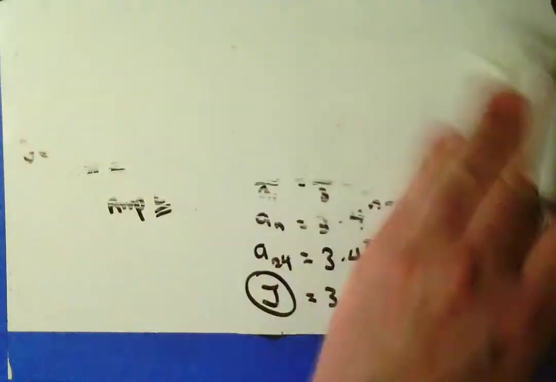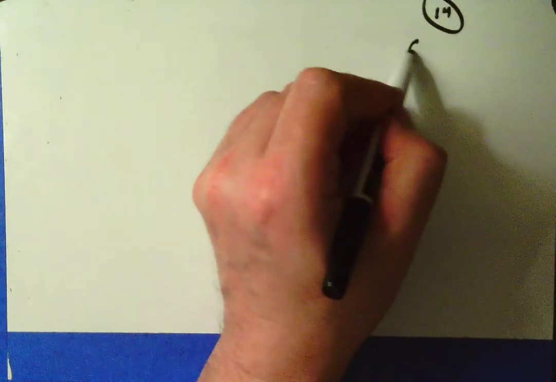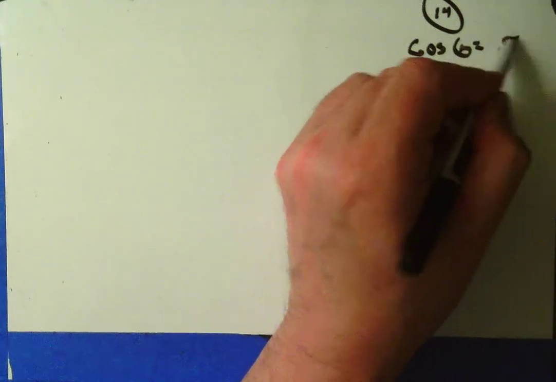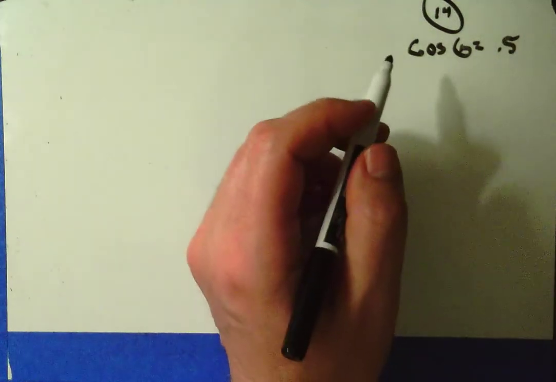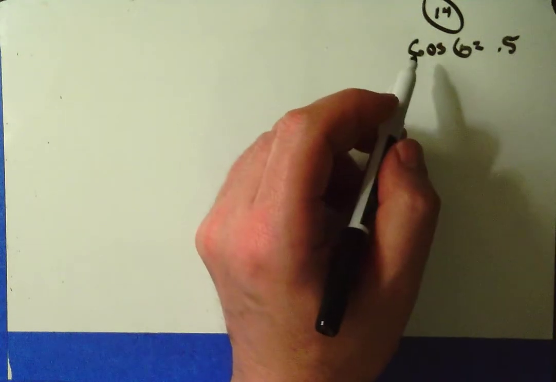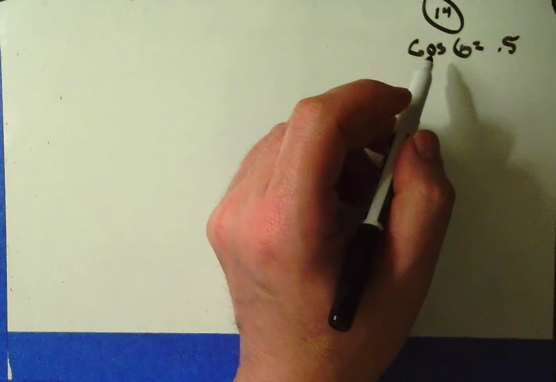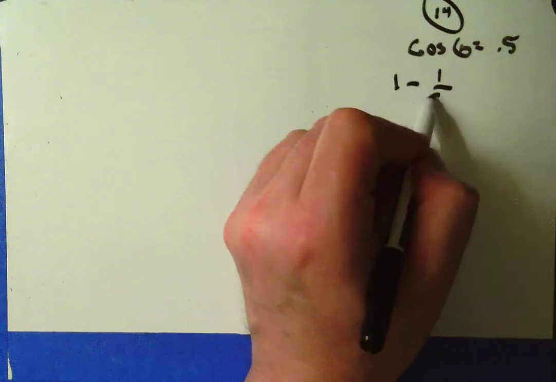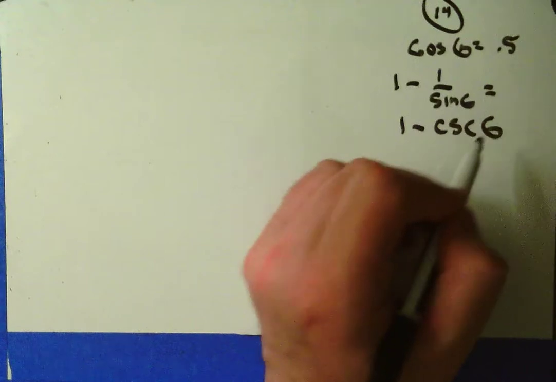All right, let's take a look at number 14. 14 says cosine g equals 0.5. Well, there are a couple of tricky, challenging ways to do this problem, but I thought that the easiest way was to look at these fractions. 1 minus 1 over sine g. Well, that's 1 minus cosecant g.